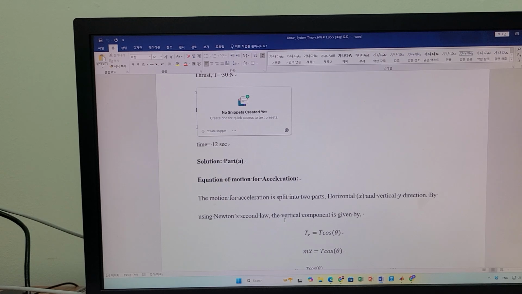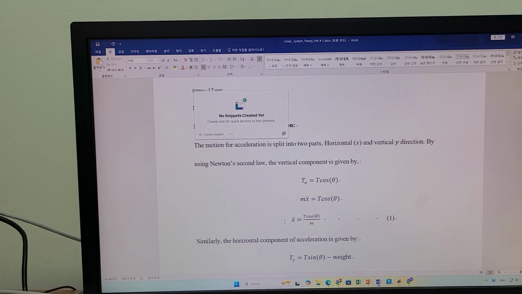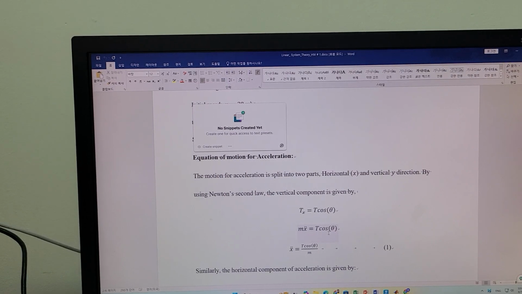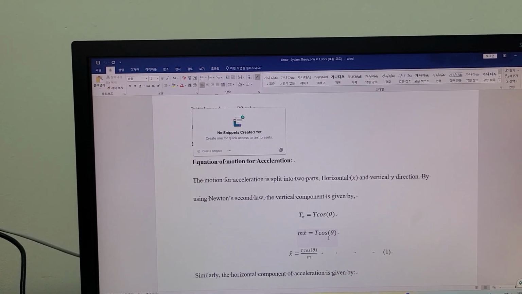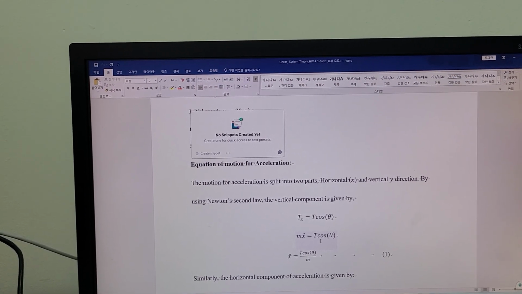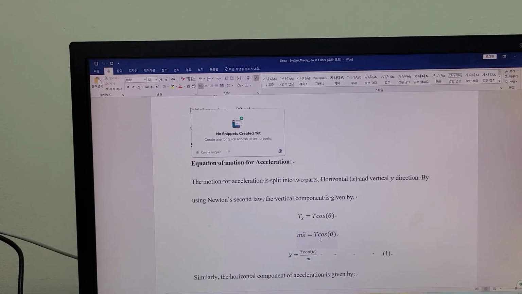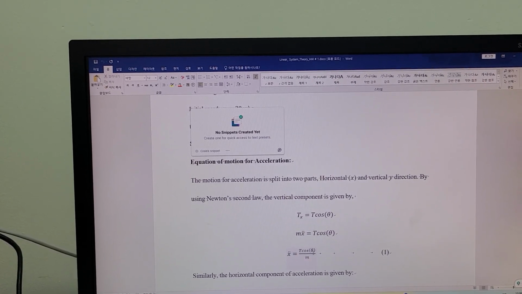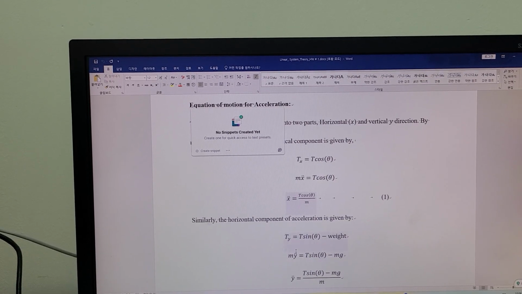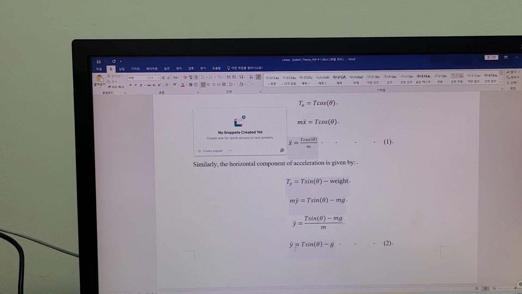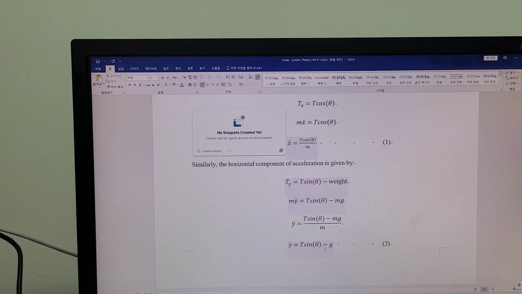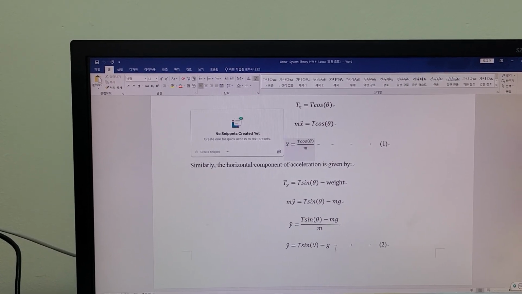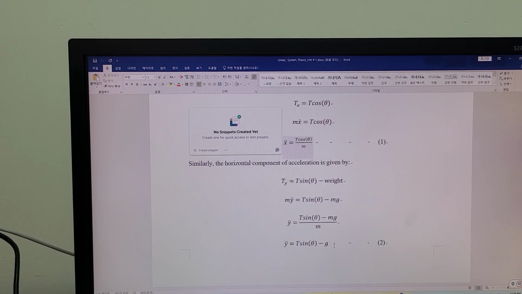Part 1 is the equation of motion for the acceleration. By using Newton's law, m x double dot is equal to T cos theta. So acceleration has two components, x component and y component. This is the horizontal component, so x double dot is equal to T cos theta divided by m. Similarly, for the vertical component, the acceleration is given as y double dot equals T sin theta minus mg, the weight of the body acting downward, that is the gravitational pull on the rocket.